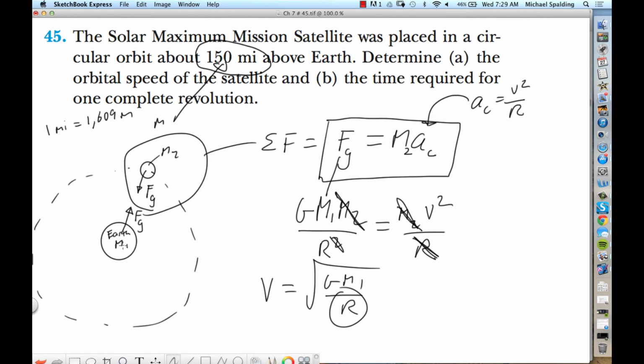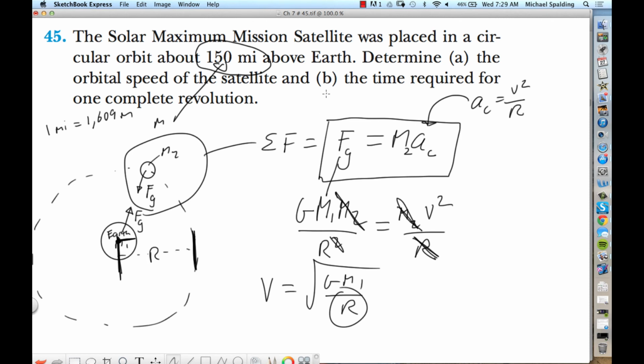But look, that's the radius of the Earth. So here's what you got to do. You got to look in the book. There's a table. So you got to figure out the distance from center to center, from the center of the Earth to the center of the satellite. That's the R that gets plugged in.